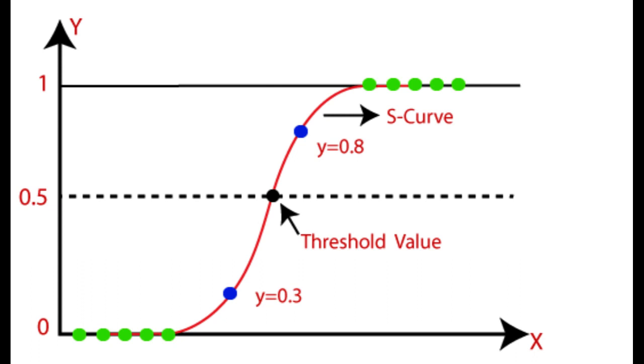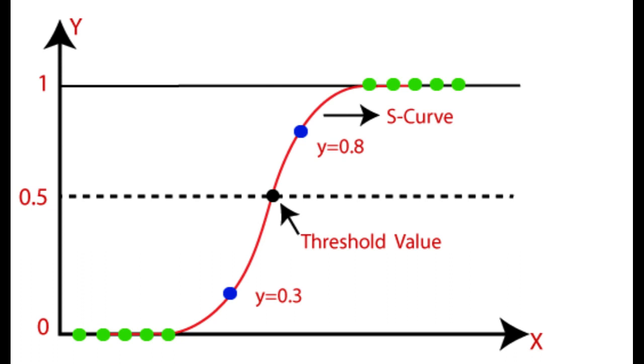Types of logistic regression. On the basis of the categories, logistic regression can be classified into three types. Binomial. In binomial logistic regression, there can be only two possible types of the dependent variable, such as 0 or 1, pass or fail, etc.